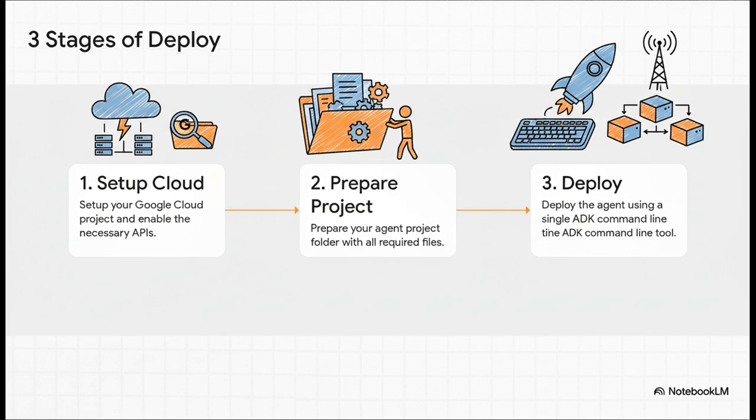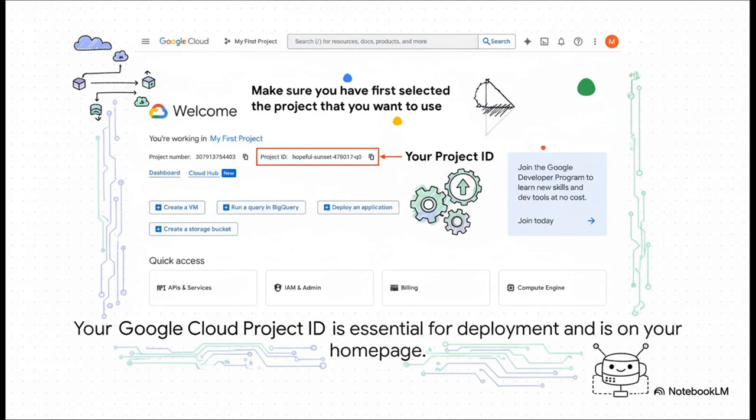You get your cloud project ready, you make sure your files are in order, and then you run a single command. That's it. ADK does all the heavy lifting behind the scenes, like packaging it all up in a container for you. Now for that first step, you're going to need a key piece of information, your Google Cloud Project ID. But don't worry, you can find it right there on your main dashboard, front and center. This is basically the address you give to the ADK so it knows exactly where to send your agent.